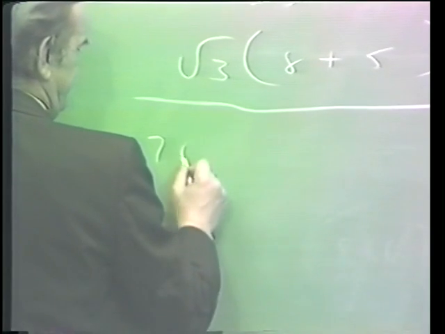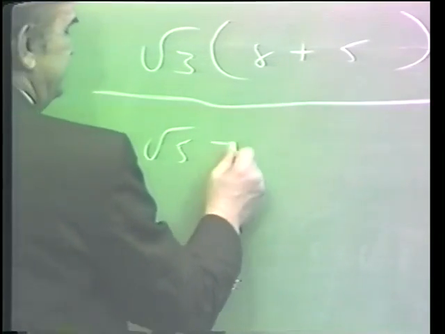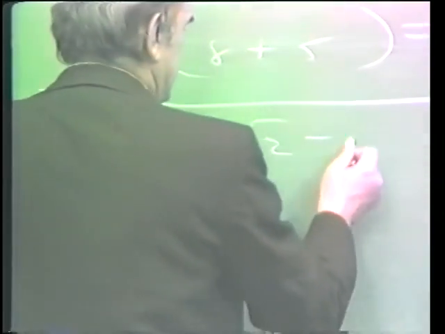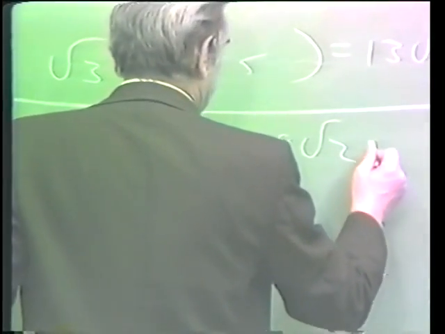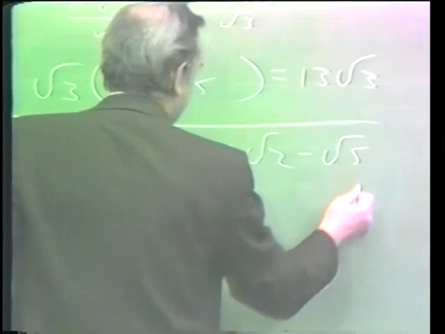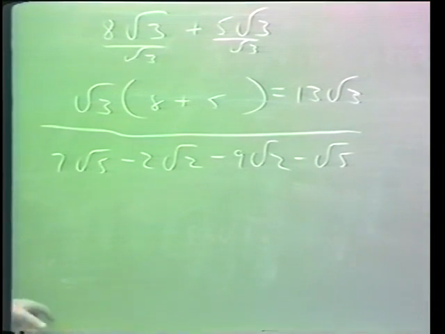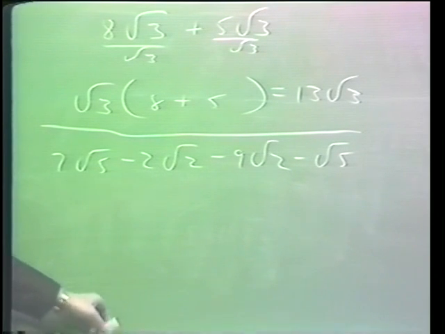7 square roots of 5 minus 2 square roots of 2 minus 9 square roots of 2 minus square root of 5. See if we can find an answer for that expression.